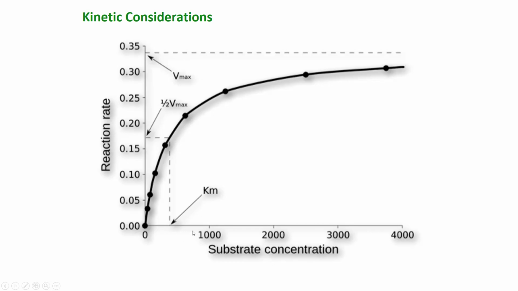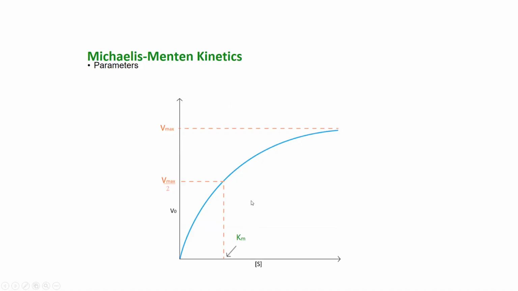The Km is the substrate concentration that corresponds to half the maximal speed at which the reaction is going to go. And we said that this Km has an inverse relationship with the affinity of the enzyme to the substrate. So the higher the Km, the lower the affinity. And the lower the Km, the higher the affinity of the substrate to the enzyme.